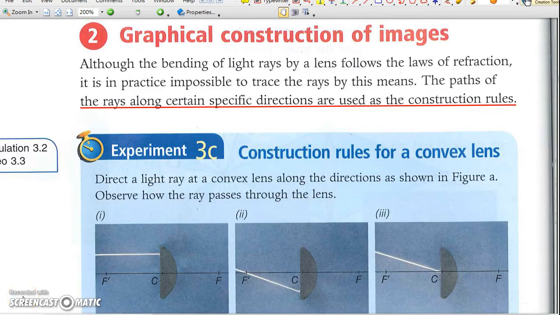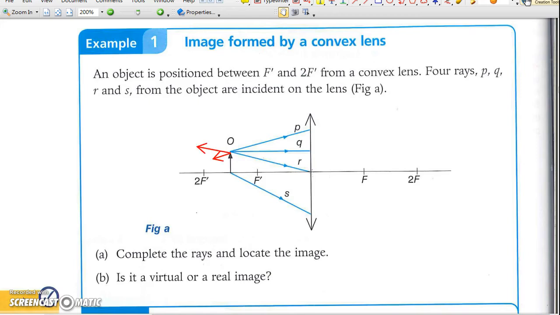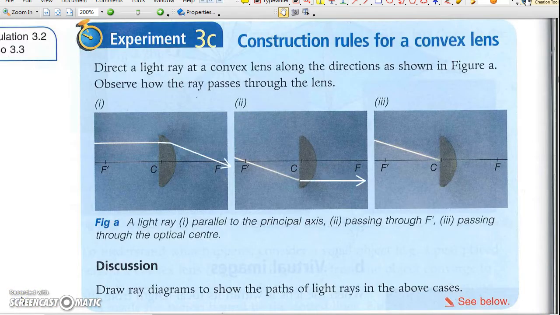2. Graphical constructions of images. While there are 100,000 light rays emitted from an object, we draw only a few of them to locate the image. The construction rules help us to draw ray diagrams for lenses and hence locate the image and find its features.